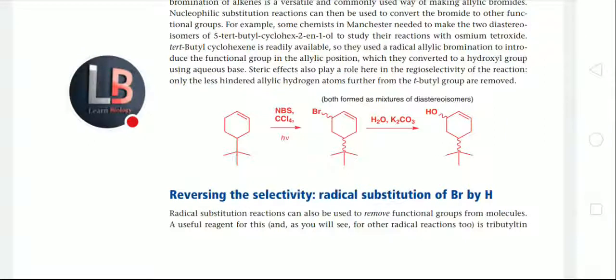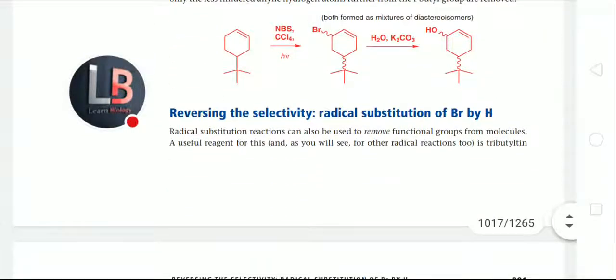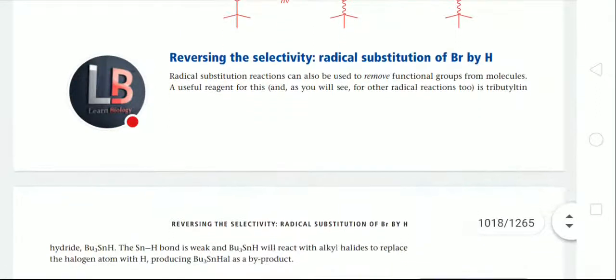Steric effects also play an important role here in the regioselectivity of the reaction. Only the less hindered allylic hydrogen atom, further from the tert-butyl group, is removed. Reversing the selectivity: radical substitution of bromine by hydrogen. Radical substitution reactions can also be used to remove functional groups from a molecule.